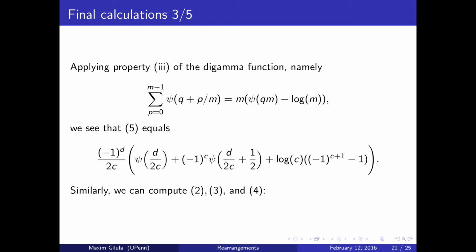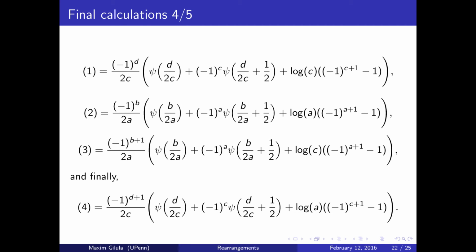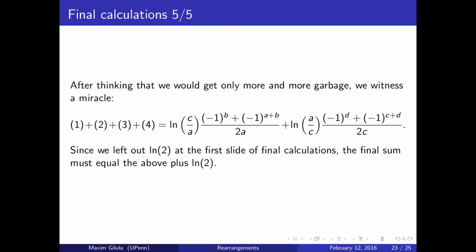But if we take all of them, 1, 2, 3, and 4, then everything cancels. All the digammas cancel. This d over 2c cancels with that one. This d over 2c plus 1/2 cancels with that. These guys cancel, these guys cancel. All we have are logs left over. And we know, more or less, we're more familiar with logs. So adding them all up, we get the right side of the formula for the theorem. And we also had an ln2 that we weren't considering. We get the formula ln2 plus the rest of that.